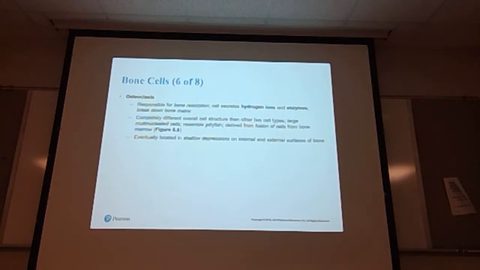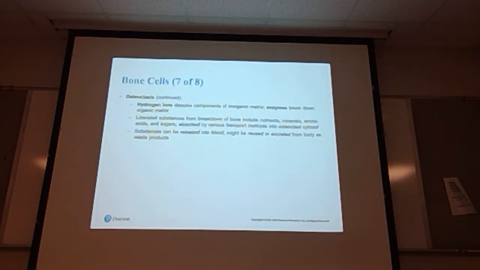They have a completely different overall cell structure than the other two types. The osteoclast, a couple of important characteristics to remember. They are large and they are multinucleated cells. They resemble jellyfish. They have a large body and then lots of little tails hanging off of them. They are derived from the fusion of cells from the bone marrow. They will eventually locate themselves into shallow depressions on the internal and external surface of bone. The hydrogen ions that they release dissolve the components of the inorganic matrix.